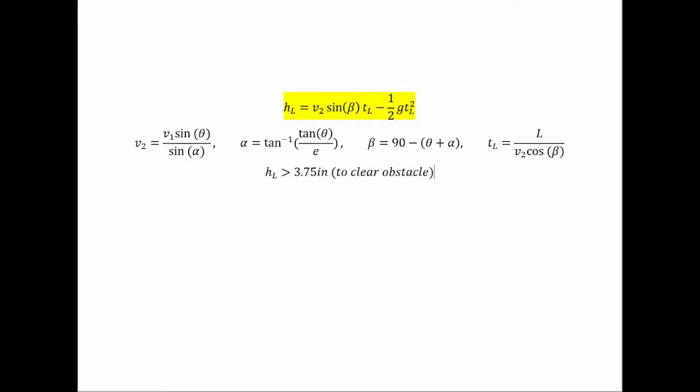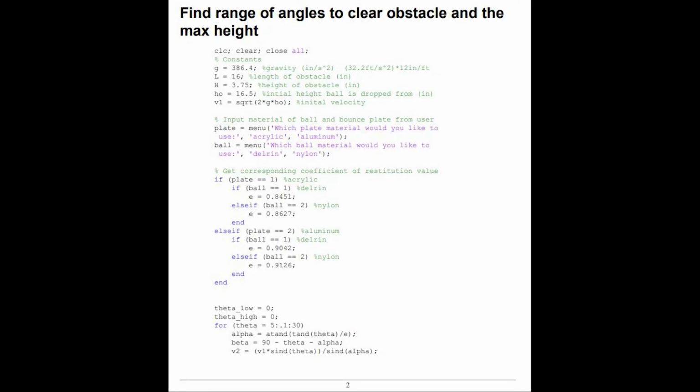So to sum it all up, we found an expression for the height of the ball at the length of the obstacle given only theta and your value of coefficient of restitution. These equations were then implemented into a MATLAB code to find the range of angles that would clear the obstacle. It would also find the max height of the bounce from our chosen combination of materials.